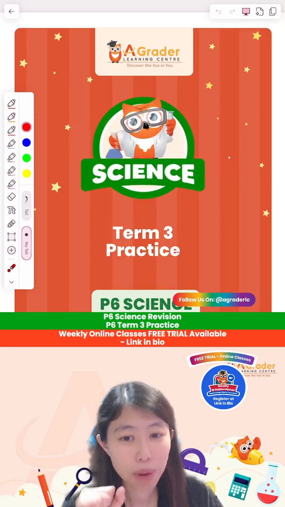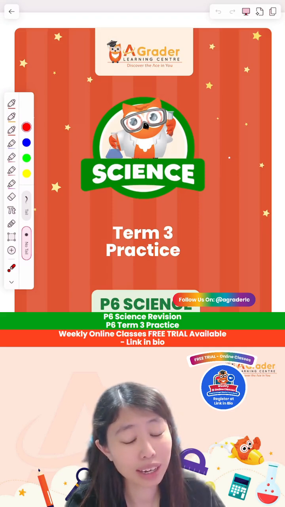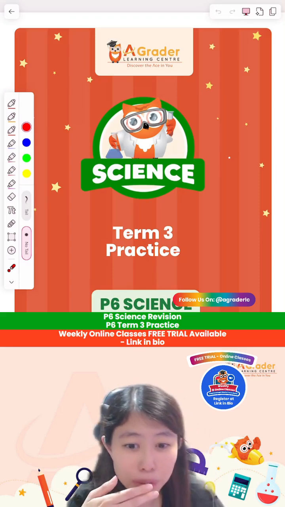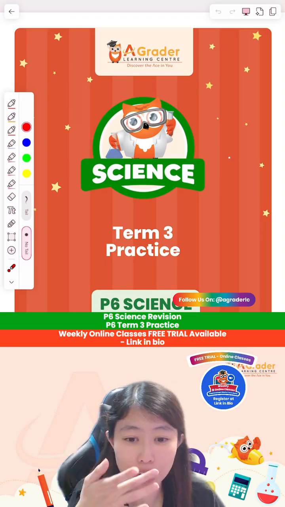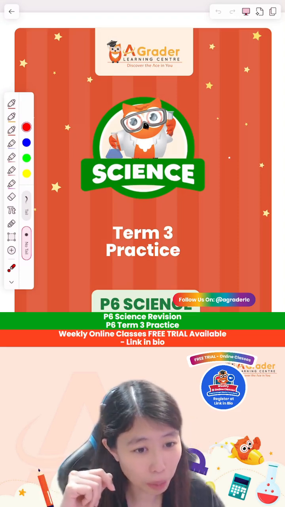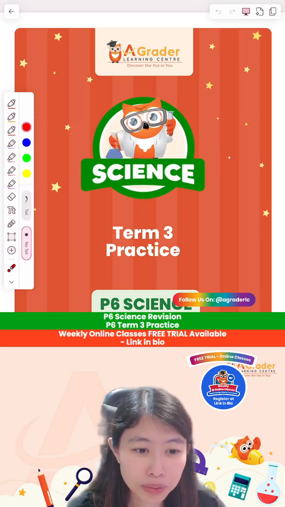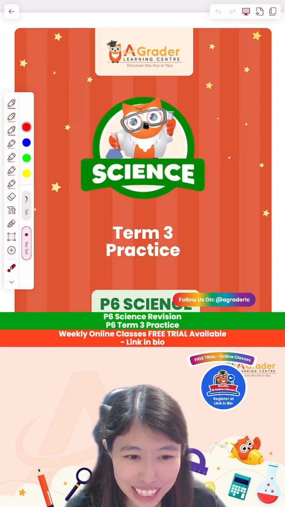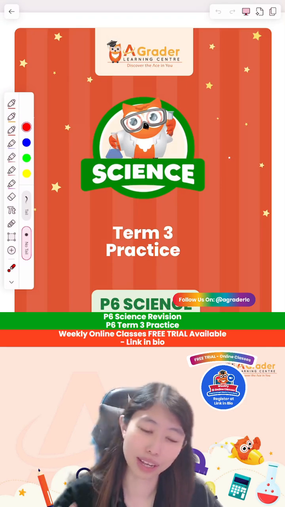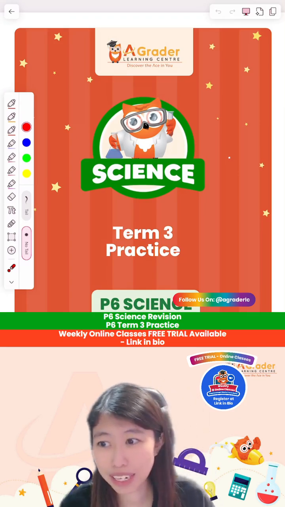We are doing primary 6 term 3 practice. I'm not sure, has your school started on the topic of man's impact on the environment? Who already finished adaptations? Who already finished man's impact on the environment? Daniel, no? That means yours is at what topic? Oh, still at food chain? Okay, some schools already have adaptations or man's impact. Everybody, no Kahoot today. Let's start.